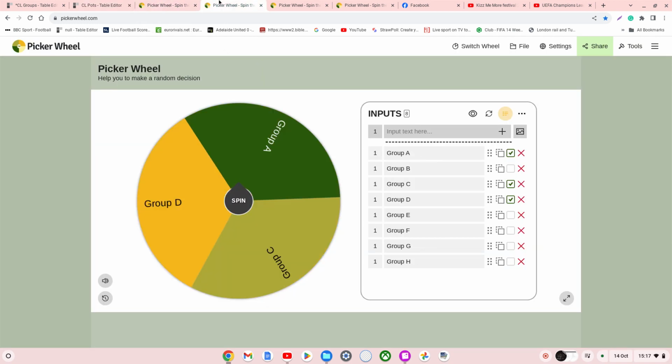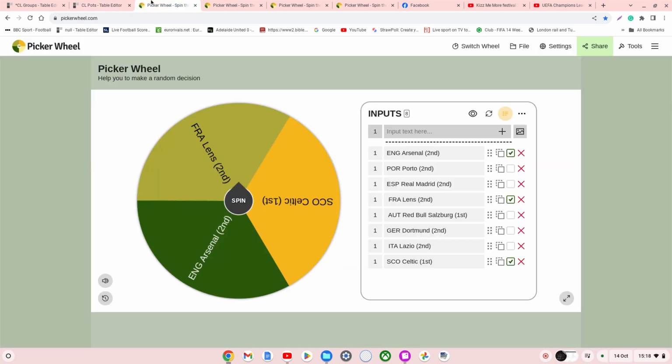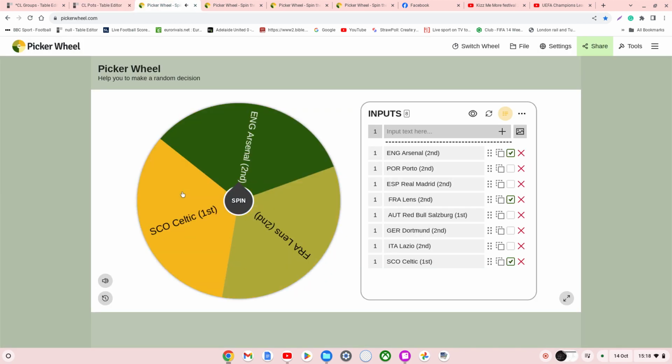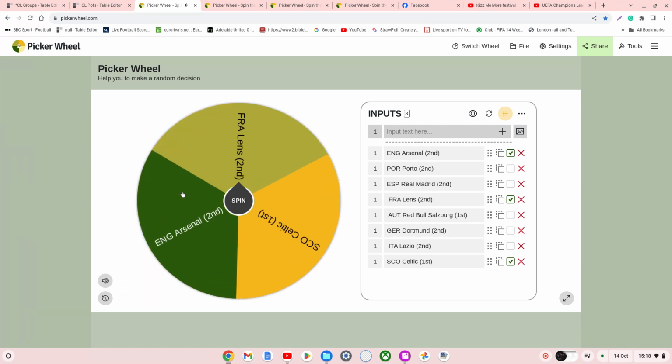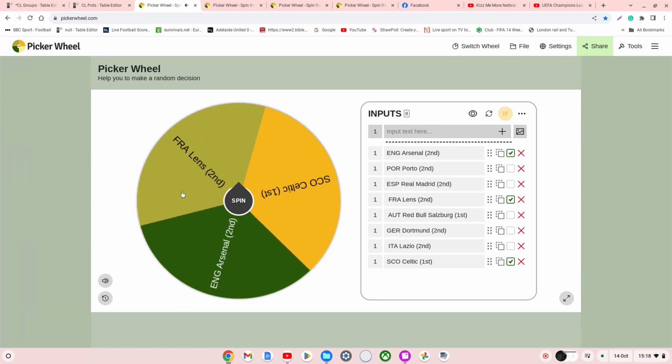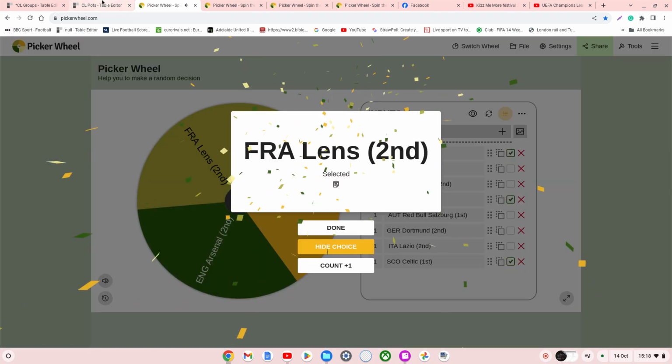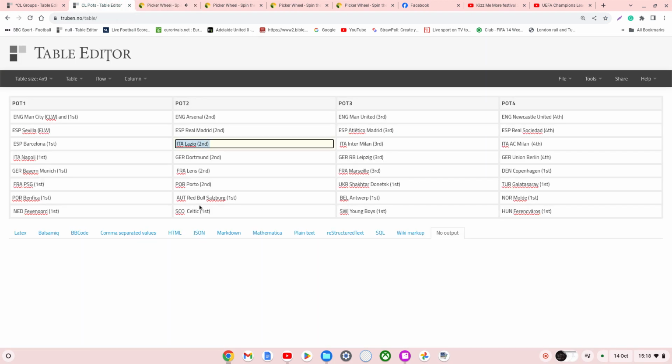Get rid of Lazio. So A, C, and D are the only available groups now. Who's it going to be? And it's Lens from France. French team.